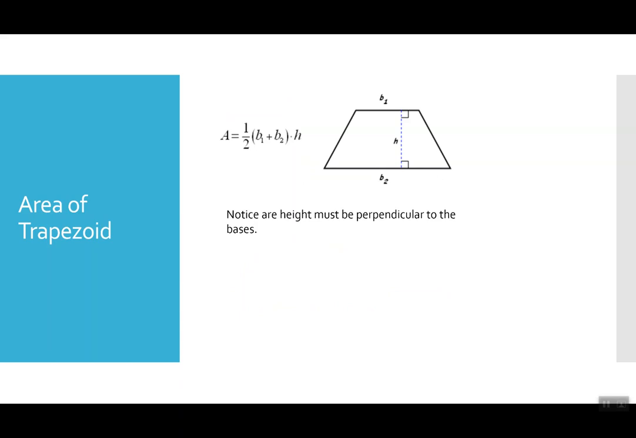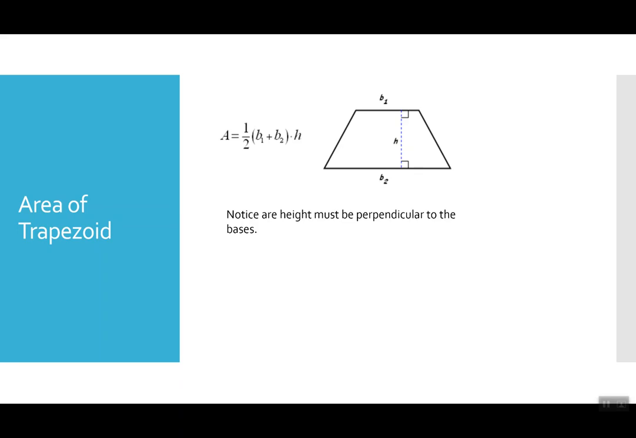The area of a trapezoid, you have to add the 2 bases. So the bases are considered the sides that are parallel to each other. You add them together and multiply by 1/2. What we're doing there is we're finding the average of those 2 bases. And then we're going to multiply by the height.